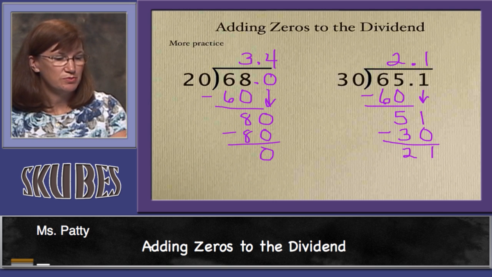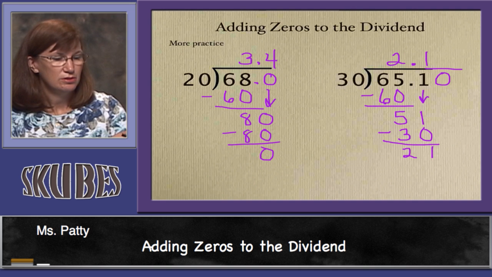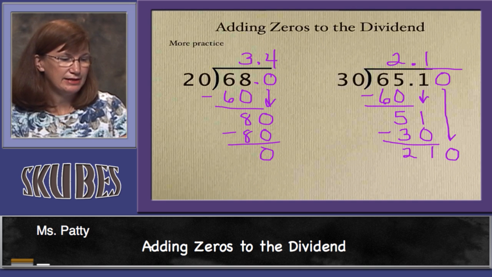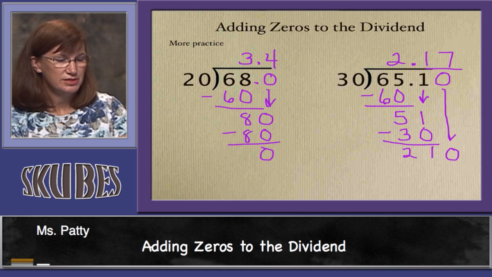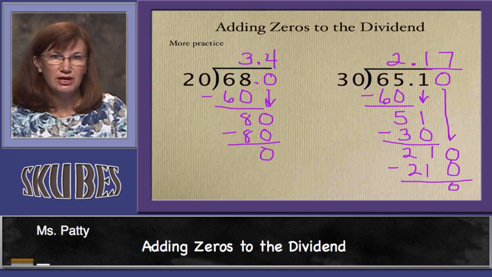Now I need to expand this problem by adding a 0, and I'll bring it down. I now have 210 divided by 30. The answer there is a 7. 7 times 0 is 0. 7 times 3 is 21. I subtract, and my answer is 0. So my answer to this problem is 2 17/100. That concludes the lesson on adding zeros to the dividend.